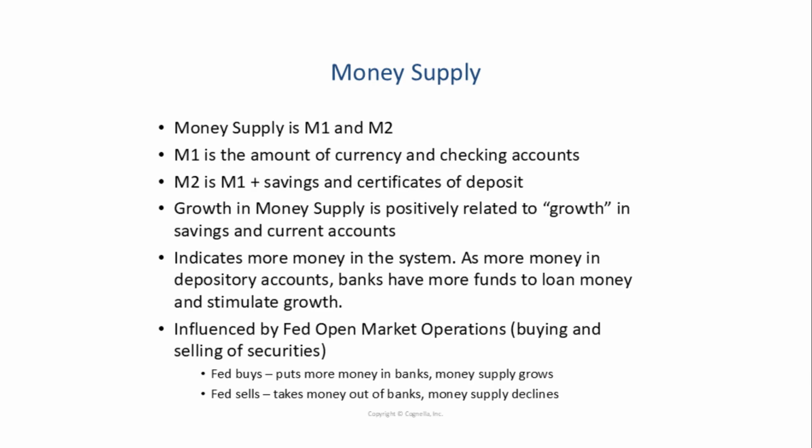Money supply. M1 and M2, the categories of money supply, track how much money is circulating through the economy. More money in checking and savings accounts means more funds that banks have available to lend, which fuels growth. But too much growth can trigger inflation. The Fed manages this balance by buying or selling securities in the open market.